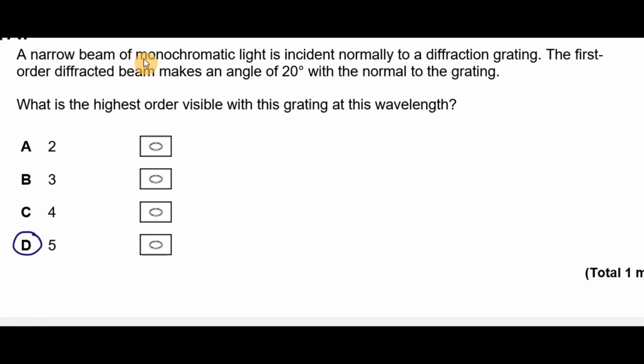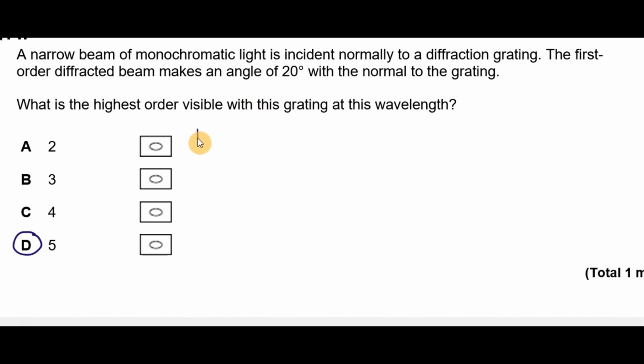So, a narrow beam of monochromatic light is incident normally to a diffraction grating. The first order diffracted beam makes an angle of 20 degrees with the normal to the grating. What is the highest order visible with this grating at this wavelength?